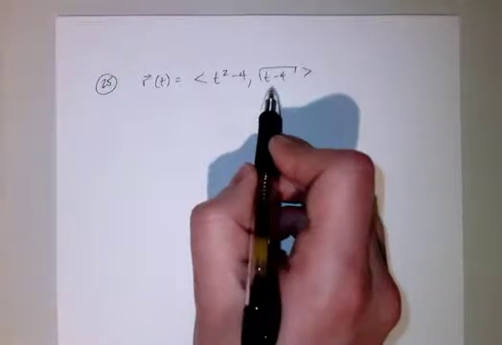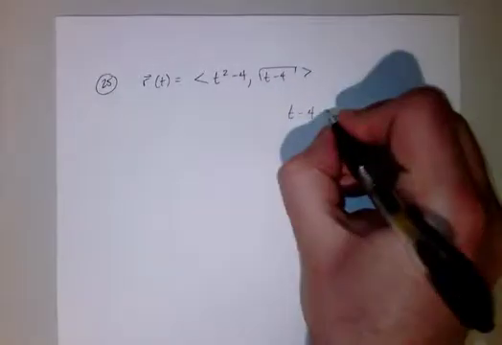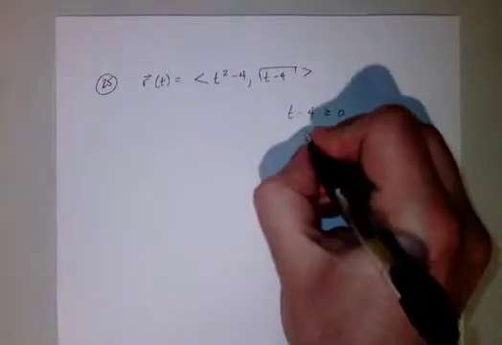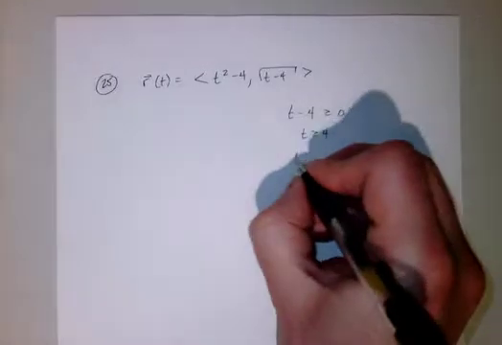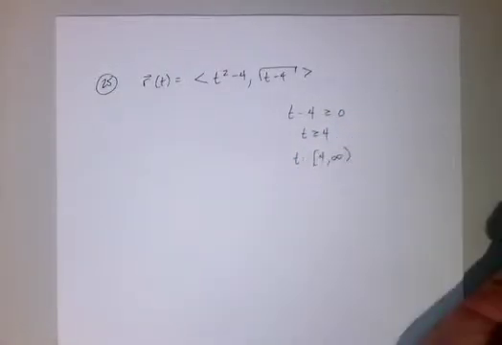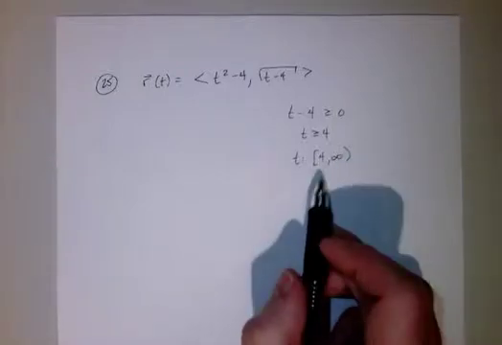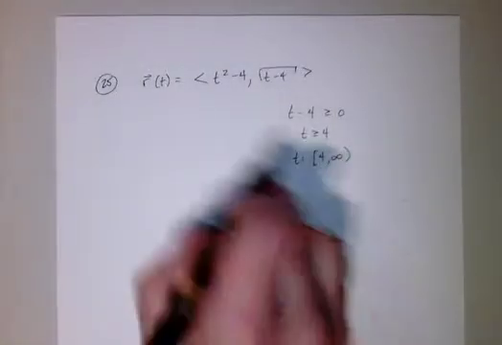Here, however, I do have impossible inputs because I know t minus 4 has to be greater than or equal to 0. So t is greater than or equal to 4. So I know that with respect to t, 4 to infinity is my interval. Well, then I have to go back and see what kind of values that actually gives me for this.